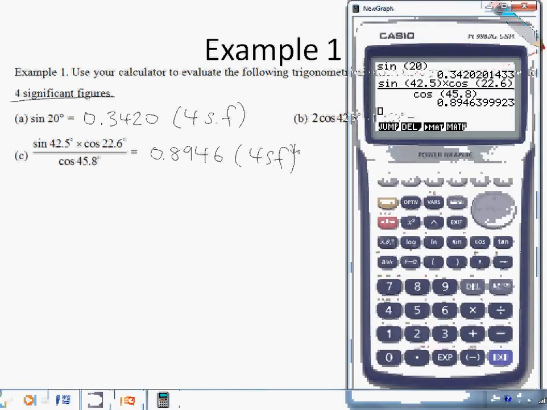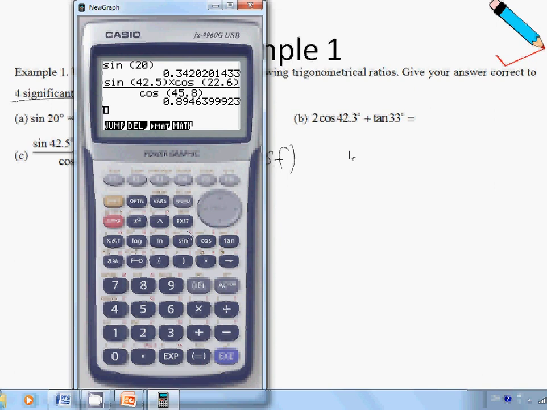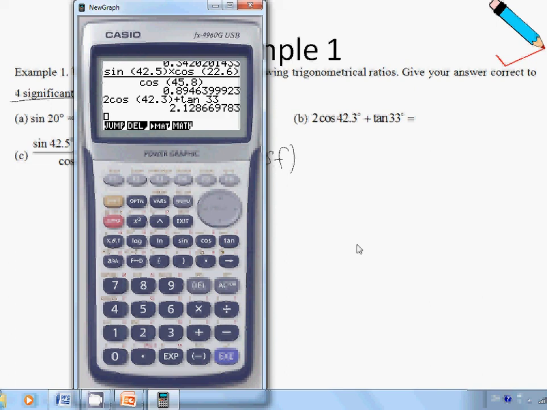And the last part of this example. So I have 2 cosine 42.3 plus tangent of 33. Press equals, and I'll get the final answer.